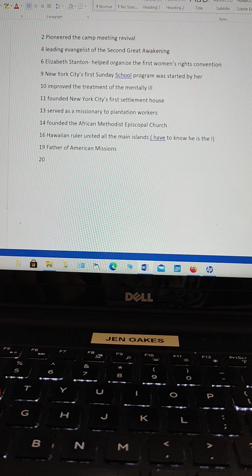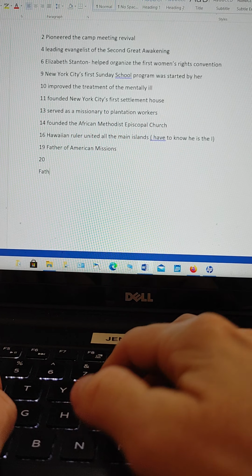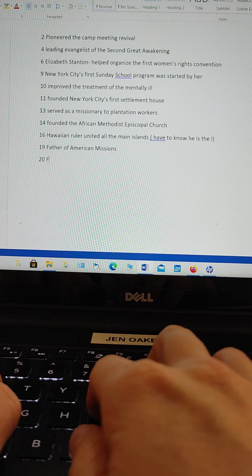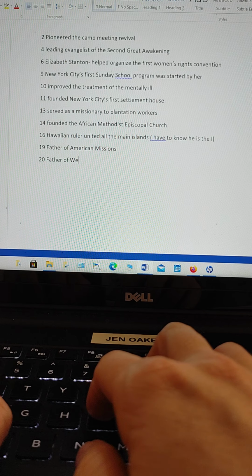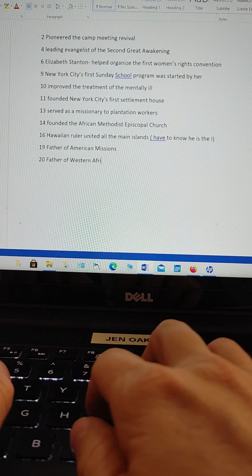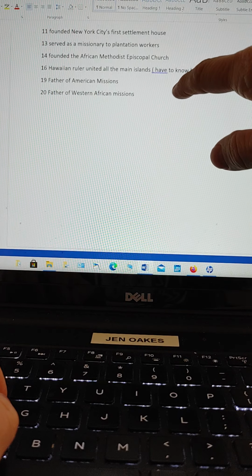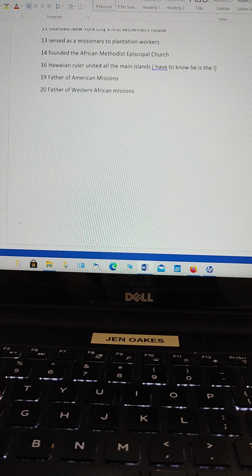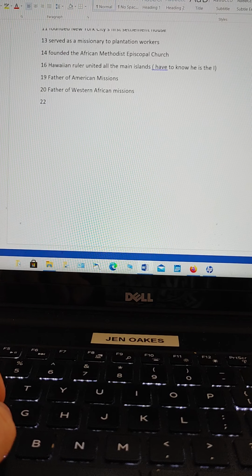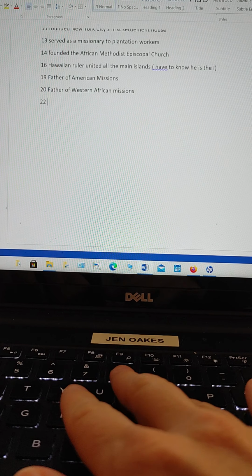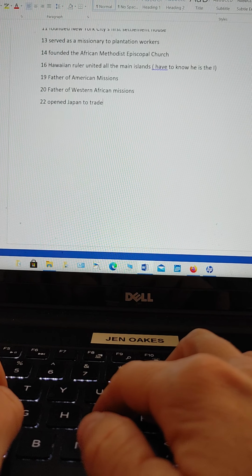Lot Carey. Father of Western African missions. 22. Matthew Perry opened Japan to trade.